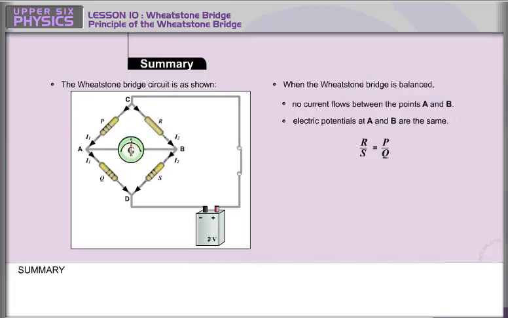Summary. The Wheatstone Bridge circuit is as shown. When the Wheatstone Bridge is balanced, no current flows between the points A and B. Electric potentials at A and B are the same. R over S equals P over Q.